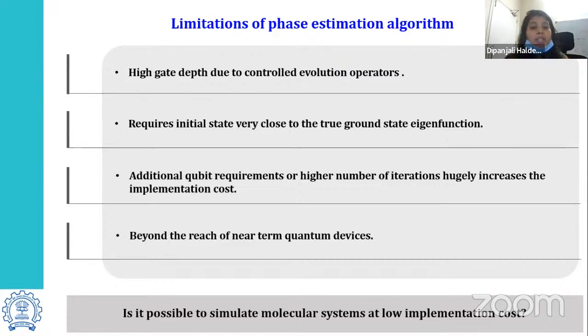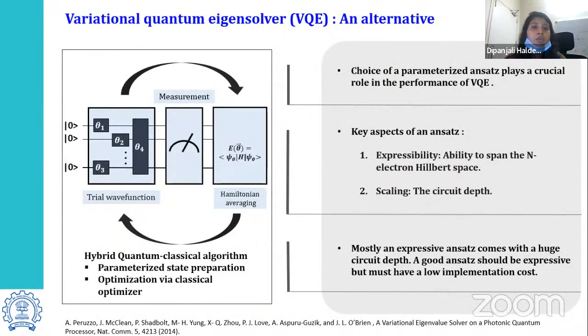So now the question is, is it possible to simulate molecular systems at a much lower implementation cost? So now we have tried working with the variational quantum eigensolver and tried to come up with a better ansatz that can take care of both the single reference and the strongly correlated regions at a much shallower gate depth. So we all know that the choice of a parameterized ansatz plays a very crucial role in the performance of VQE.